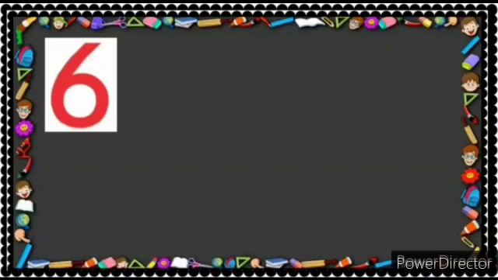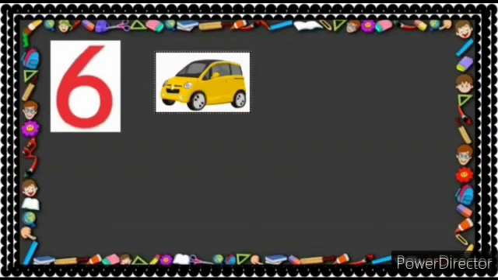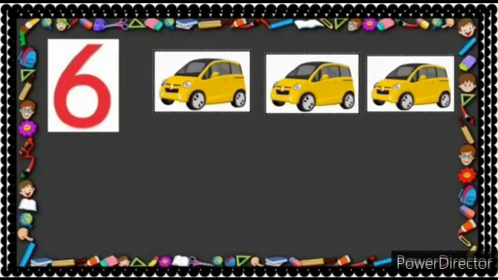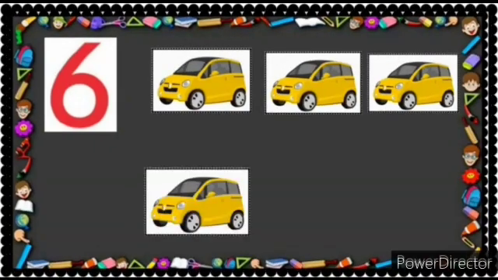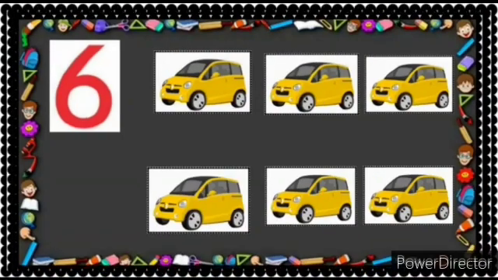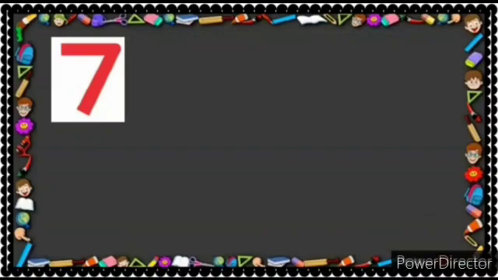Let's count. 1, 2, 3, 4, 5, 6. There are 6 cars. What comes after 6? Yes, 7. This is number 7. Yes, 7 means 7 objects.